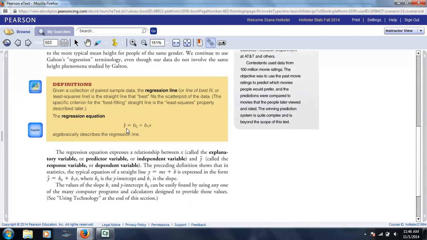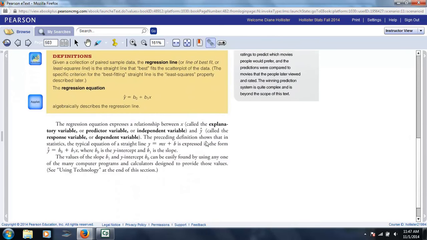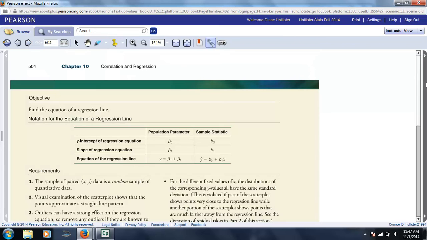And so here's your regression equation, y hat equals b naught plus b1x. Of course, the coefficient of x is your slope, or the steepness of your graph, and b naught would be the intercept if you were plotting it. X is your independent variable, or what we call a predictor variable, and y is your dependent or response variable.